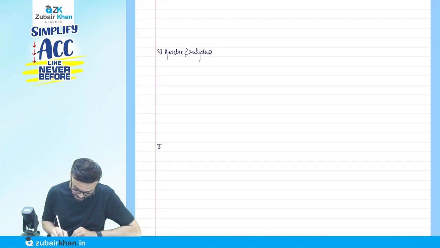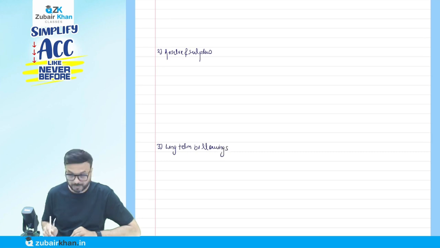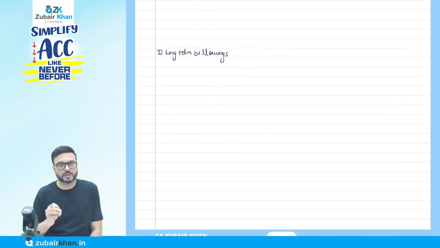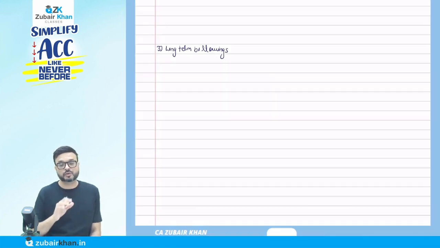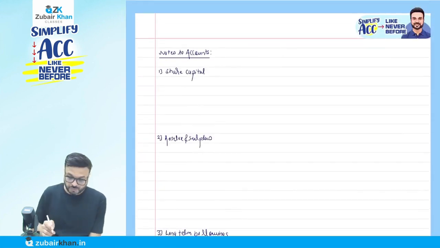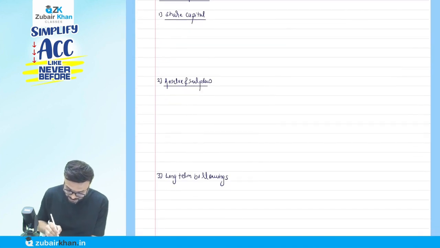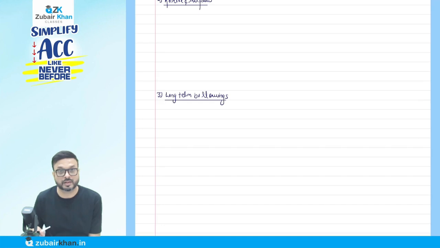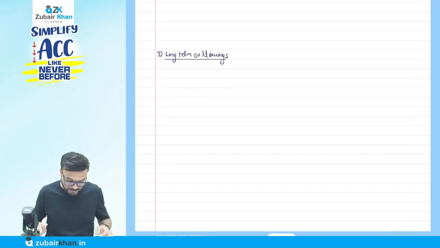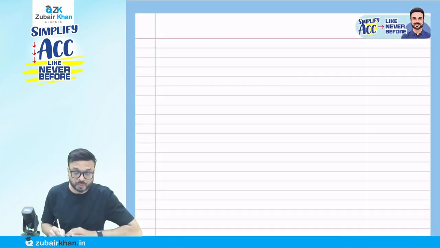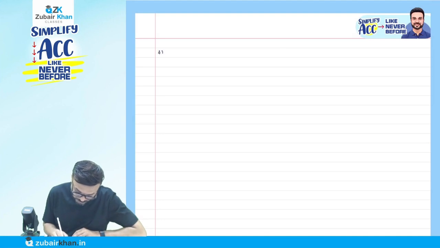Then here third, long term borrowings. Write down long term borrowings. Here in long term borrowings also keep more space, because secured, unsecured, hypothecation, there are so many things mentioned here. Okay, so share capital, reserve and surplus and long term borrowing, keep the space of 10-12 lines in long term borrowing.